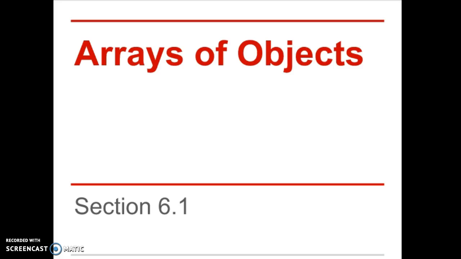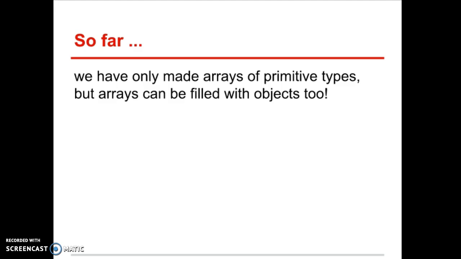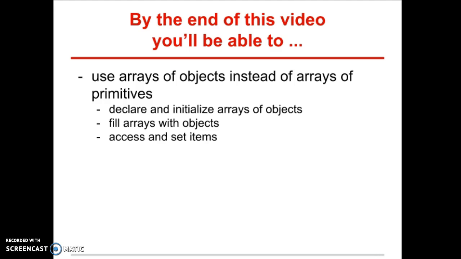Alright, in this section we're going to be talking about arrays of objects. So in 6.0 we are making arrays of primitive types, mostly ints. We could also do doubles or booleans or strings. But arrays can also be filled with objects too. So by the end of this video you'll be able to use arrays of objects instead of arrays of primitives.